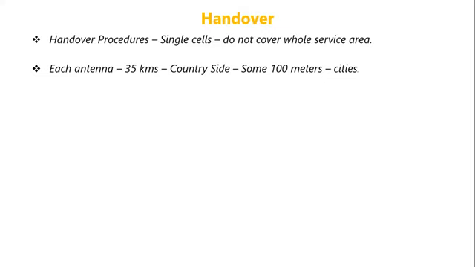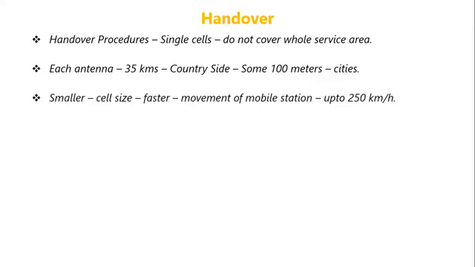The smaller the cell size, the faster the movement of the mobile station through the cells. The mobile station can move at a maximum speed of 250 km per hour and still handover can take place. If the mobile station is moving beyond 250 km per hour, then handover may not take place successfully.